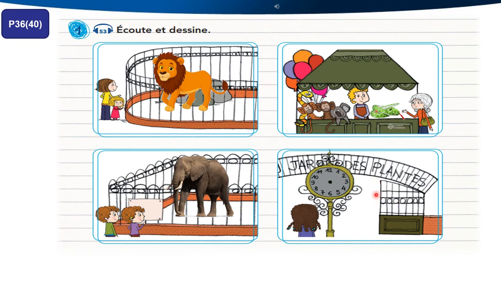Marie regarde l'heure. Il est 11h30. Le zoo est ouvert. Dessine les aiguilles de la pendule.